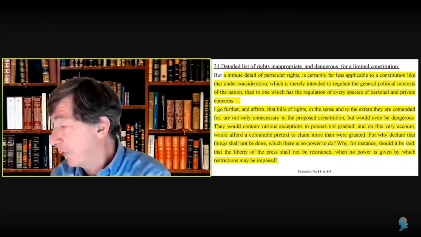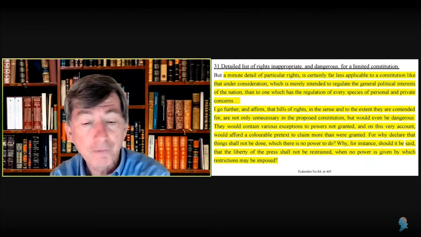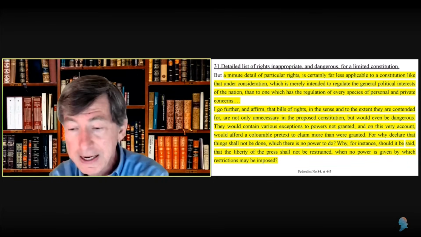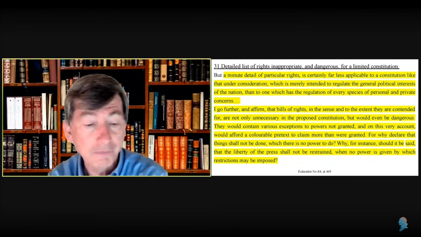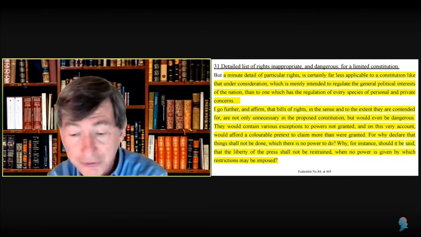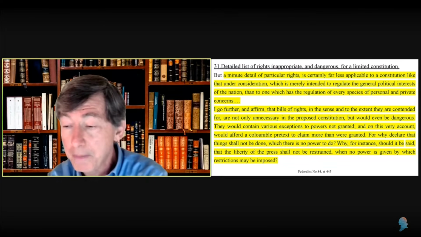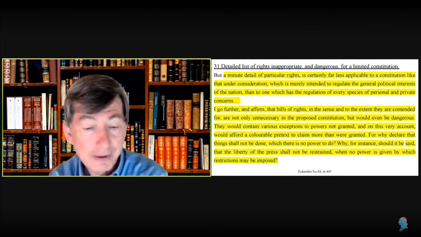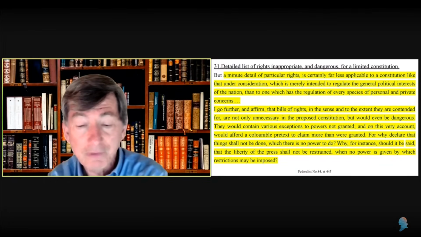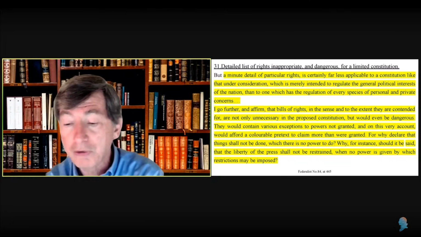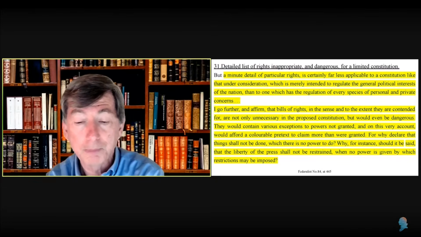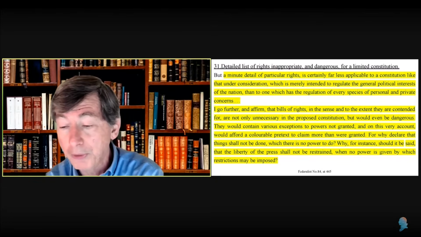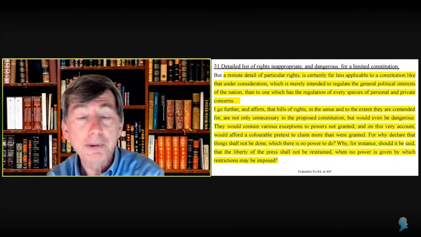He goes further in the second paragraph and says, "I go further and affirm that a Bill of Rights, in the sense and to the extent they are contended for, are not only unnecessary in the proposed Constitution, but would be even dangerous. They would contain various exceptions to powers not granted, and on this very account would afford a colorable pretext to claim more than they were granted." Think of the police power.